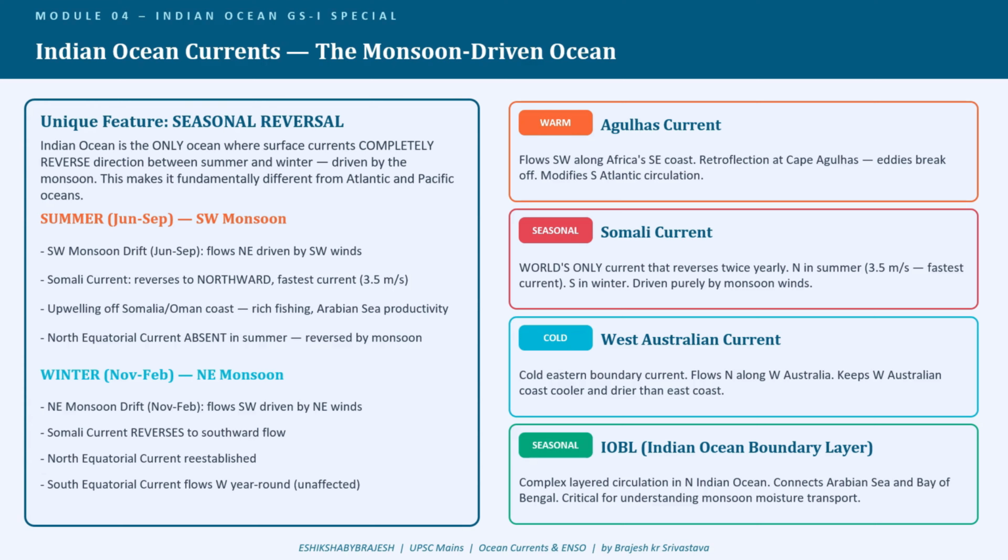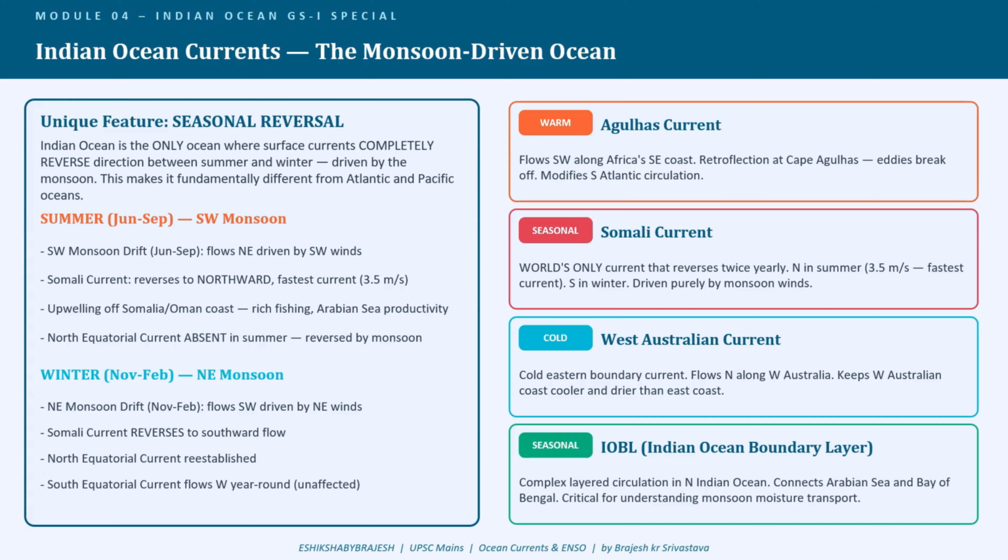The Agulhas current on South Africa's east coast continues year-round southwestward. Its retroflexion, where it turns sharply back east, is becoming more pronounced due to warming southern ocean temperatures, and Agulhas eddies penetrating into the Atlantic are affecting global circulation. The West Australian current flows northward along Australia's west coast as a cold eastern boundary current, keeping Western Australia's coast cooler and creating arid coastal conditions similar to the Benguela in Africa.